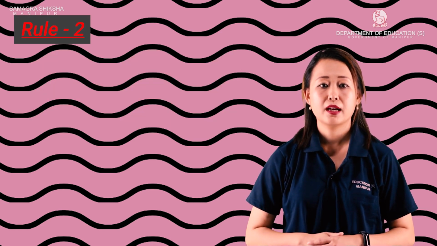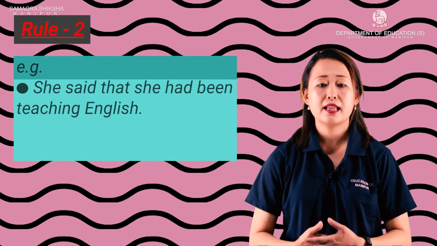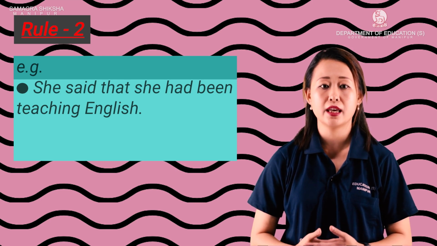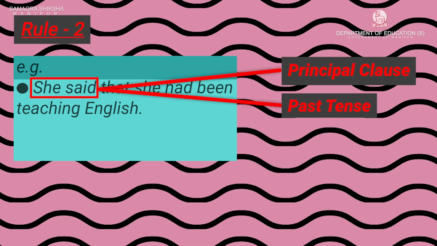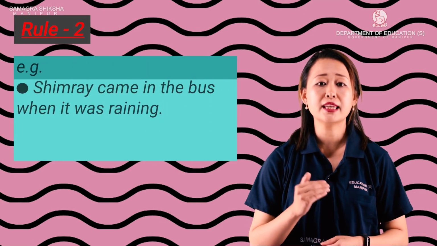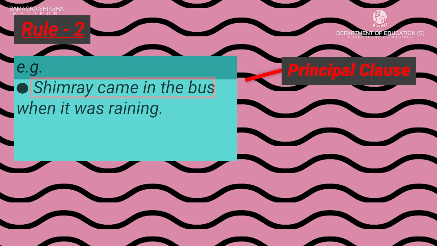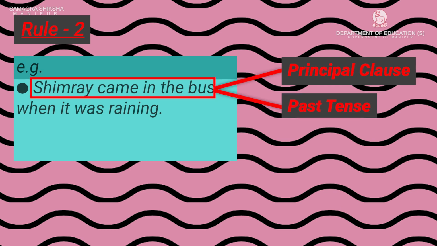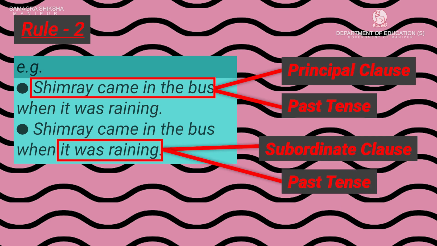Rule number 2. Now, look at the examples. We have, she said that she had been teaching English. She said, the principal clause, is in past tense and the subordinate clause she had been teaching is also in past tense. Number 2, the second example, Shimre came in the bus when it was raining. The principal clause Shimre came in the bus is in past tense. The subordinate clause it was raining is also in past tense.